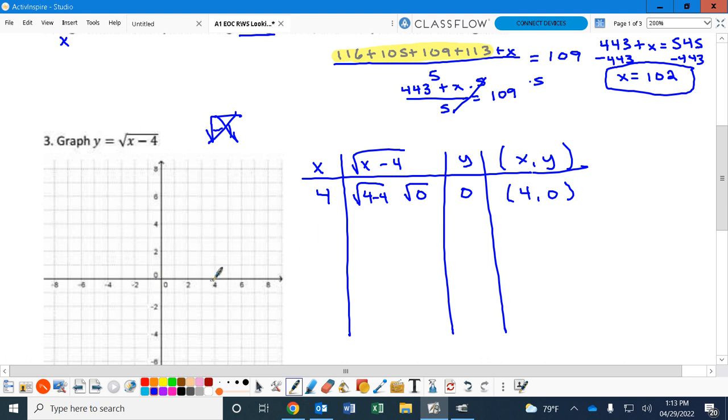Go over 4, don't go up or down. It's on the x-axis, it's an x-intercept. 4, 0. There's 4, 0. That's great, you got a point.